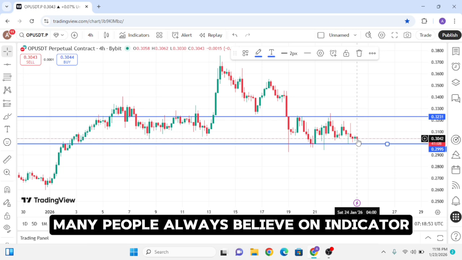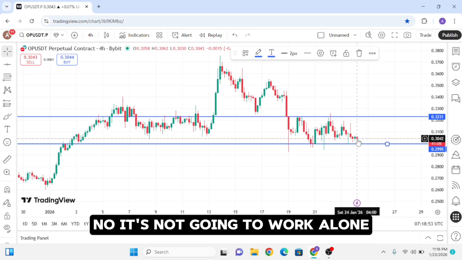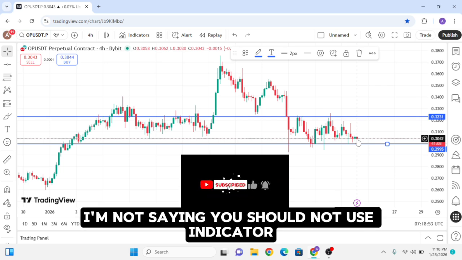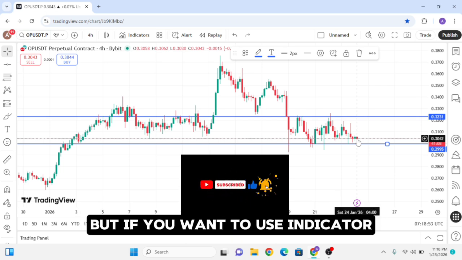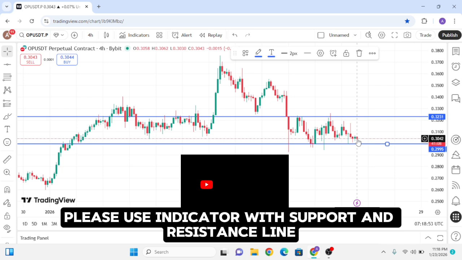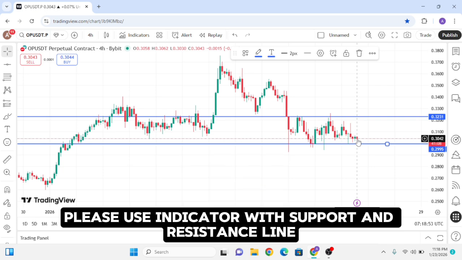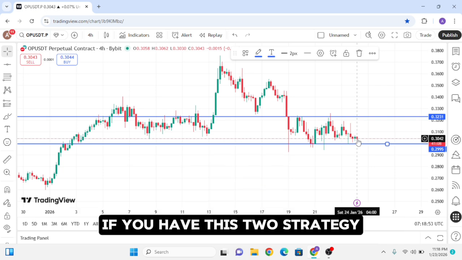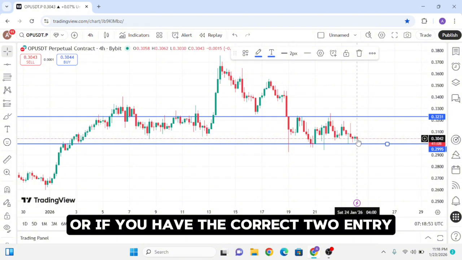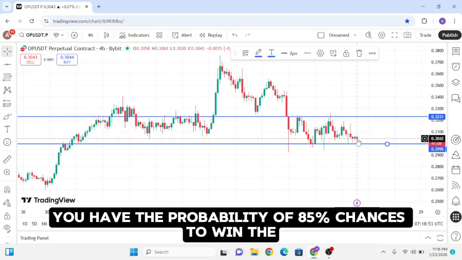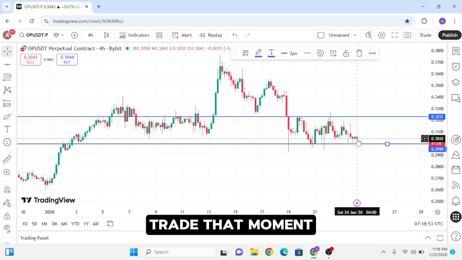Many people always believe in the indicator. No, it's not going to work alone. If you want to use the indicator, I'm not saying you should not use the indicator, but if you want to use the indicator, please use it with support and resistance lines. So if you have these two strategies, or if you have the correct two entries, that means you have an 85% chance to win the trade at that moment.